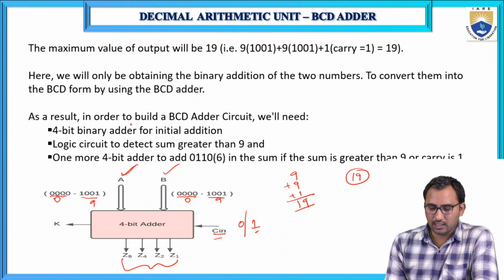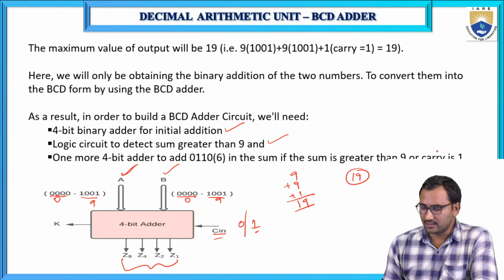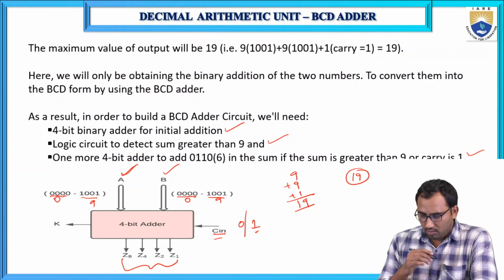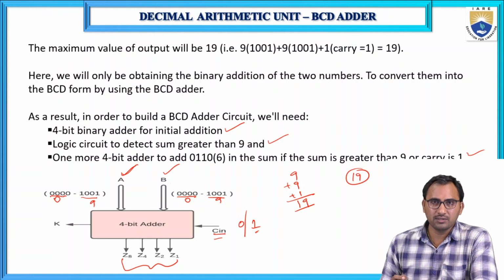So as a result, in order to build a BCD adder circuit, you will need a 4-bit binary adder for the initial addition, a logic circuit to detect whether the sum is greater than 9 or not, and one more 4-bit adder to add 6. Suppose after adding any two BCD numbers, the sum is more than 9, then we have to add 6 to it so that we get the correct BCD answer.